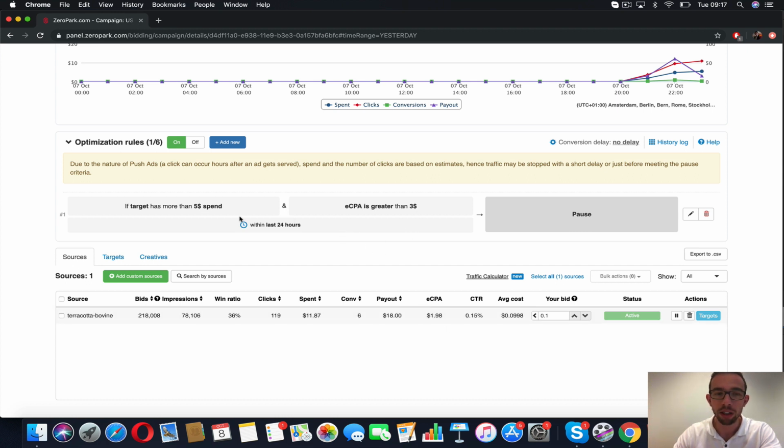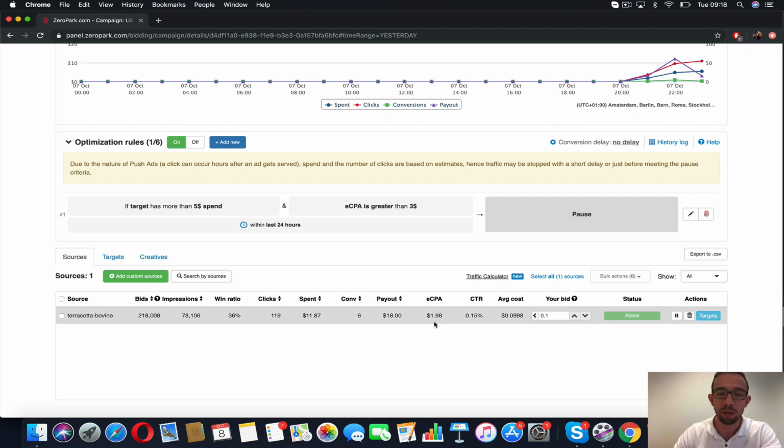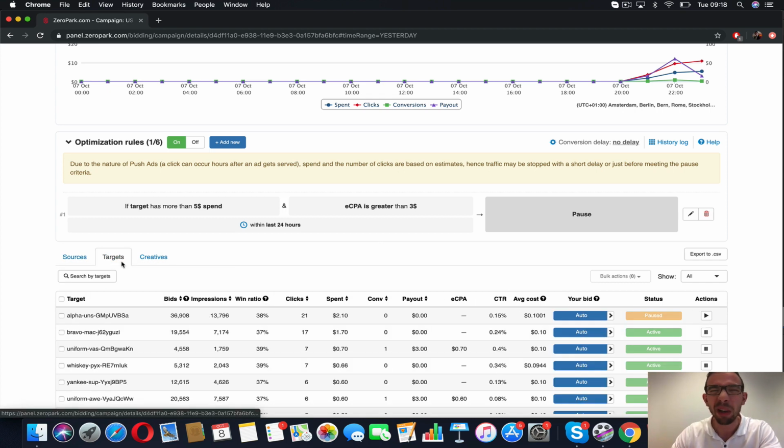The rule-based optimization I did is: in the source we have targets, and if a target has more than $5 spent and the acquisition price is higher than $3, because the $3 is the payout, then pause. So you can see the average acquisition price is 1.98, which means this campaign is profitable by $1 on a conversion, which means $6 profitable, and it is 11.87, which is basically 12, and then $18. As I said, I just want to show you guys how I'm working with this, so you guys can learn from it. After this video, I'm going to turn it on again, make some more money.